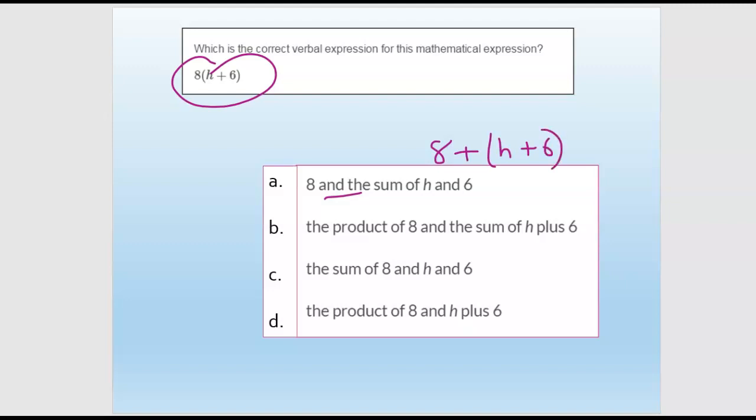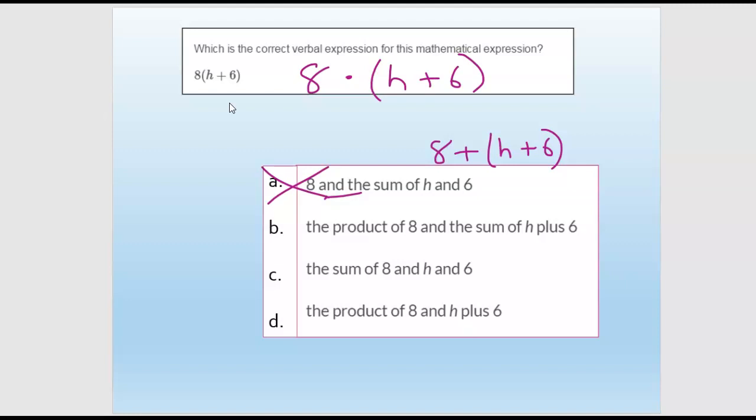That doesn't tell me to multiply. All right, my expression up here is showing multiplication. It's 8 just sitting next to h plus 6. So it's 8 times h plus 6. All right, so A wouldn't work.